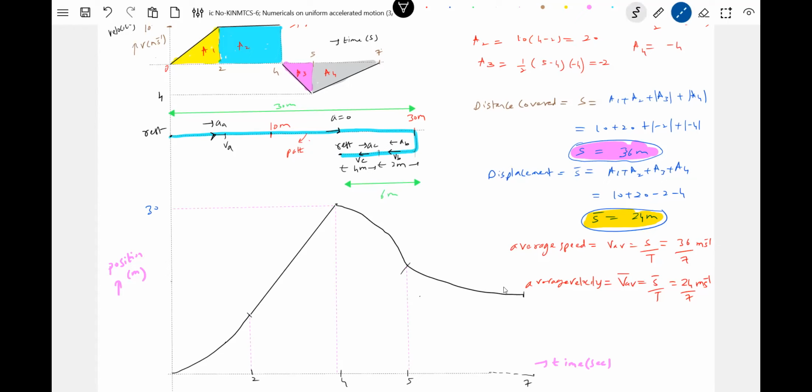So the final. Now, where should I indicate the 24 meter? Because finally, it is at a distance of 24 meter from the origin. Okay, this is a method of plotting the graph. So here, accelerated motion, uniform velocity, accelerated motion along negative x-axis, then returning motion along negative x-axis.